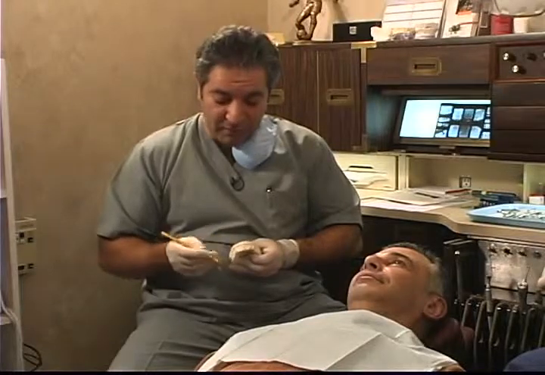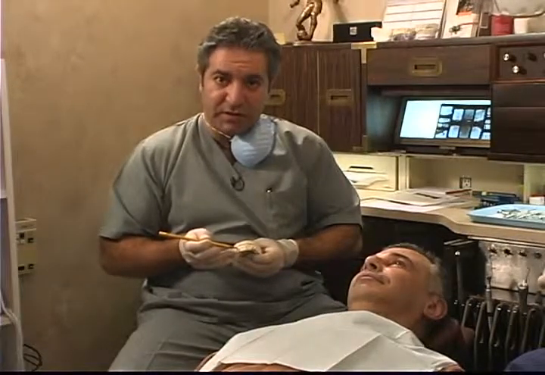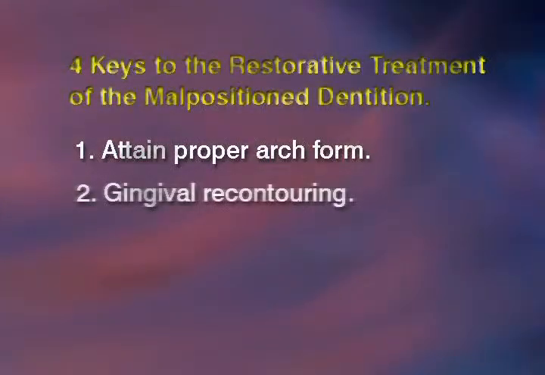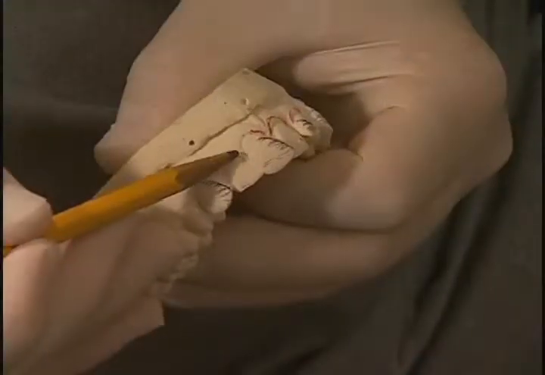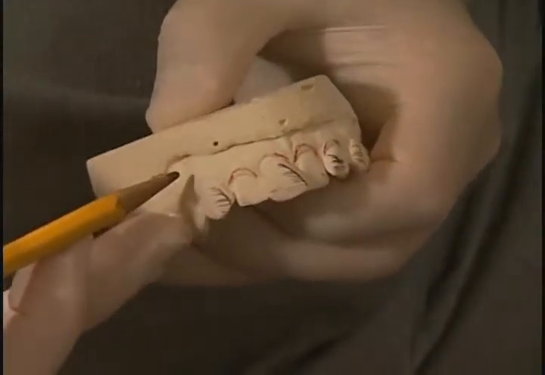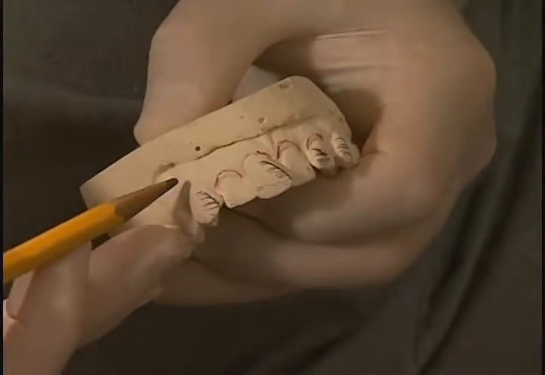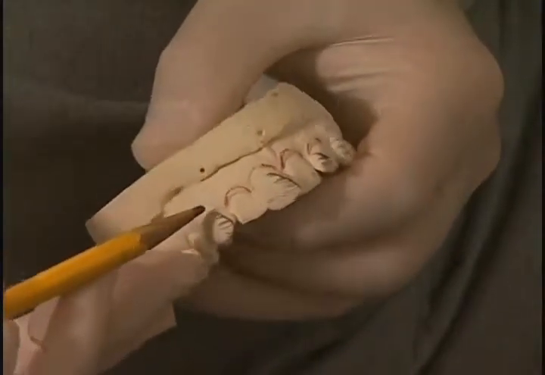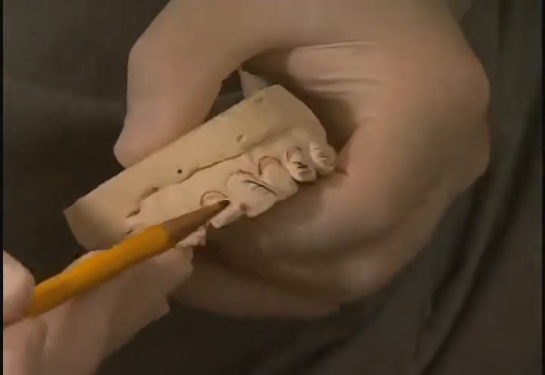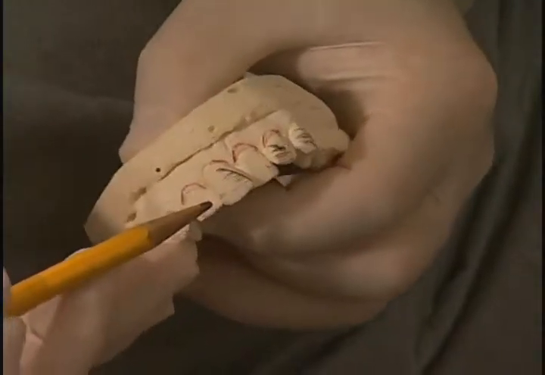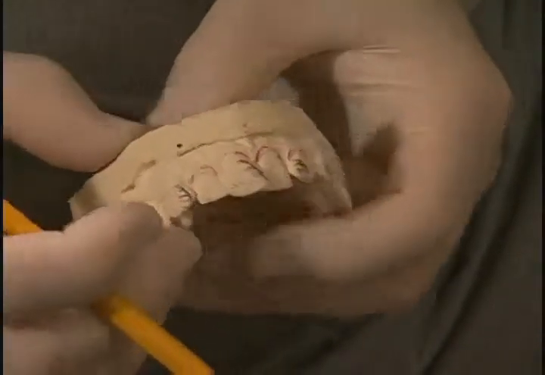The next step will involve getting proper tissue heights, and we'll be using a diode laser today. And as you can see on the model, we've outlined in red the exact type of architecture that we want to attain using soft tissue gingivectomy procedures. We want to get proper gingival symmetry, gingival contour, and gingival zenith.